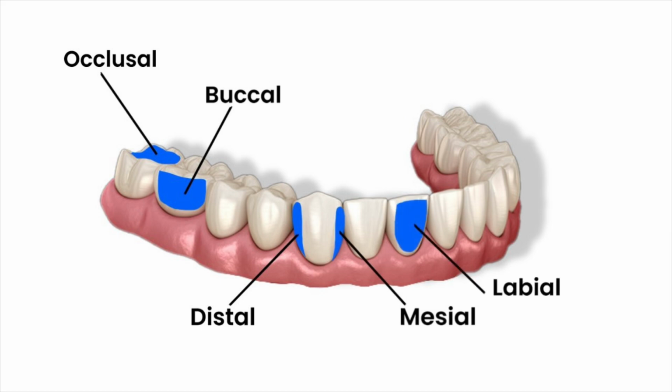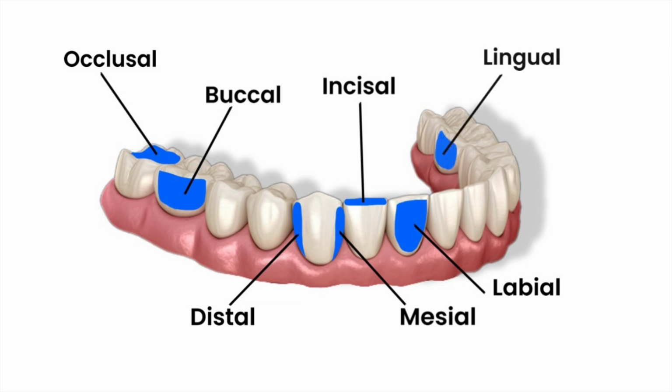The labial is the facial surface of the anterior teeth. The incisal edge is the surface of the anterior teeth that are used for cutting and biting into food. The lingual surface is the inner surface of the tooth and can also be referred to as the palatal surface for the maxillary teeth.